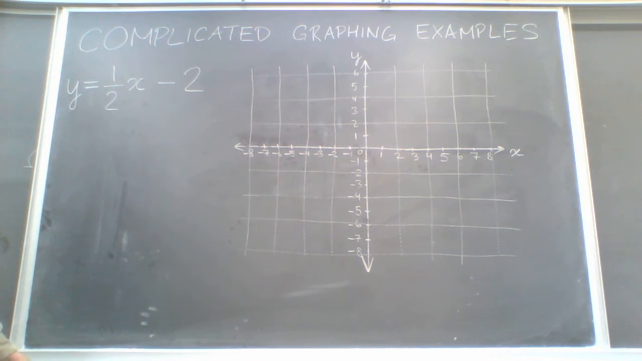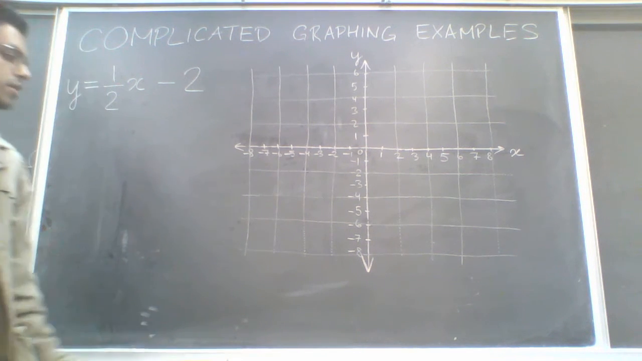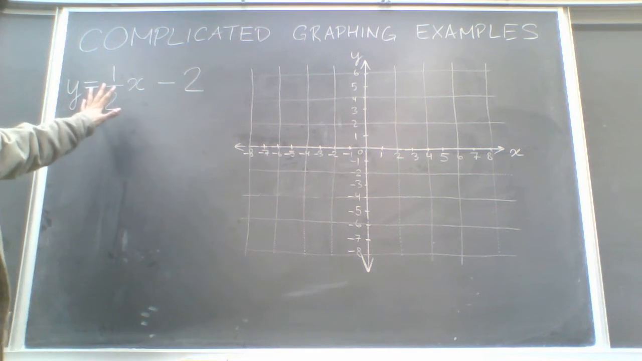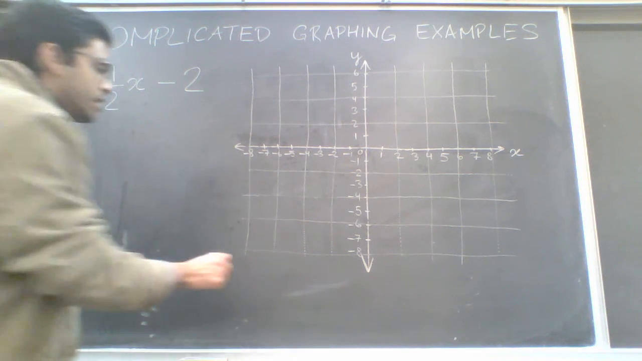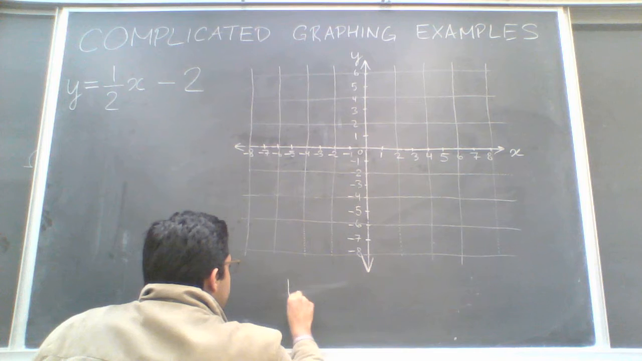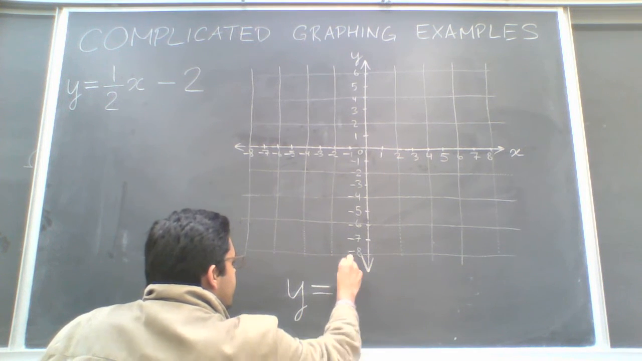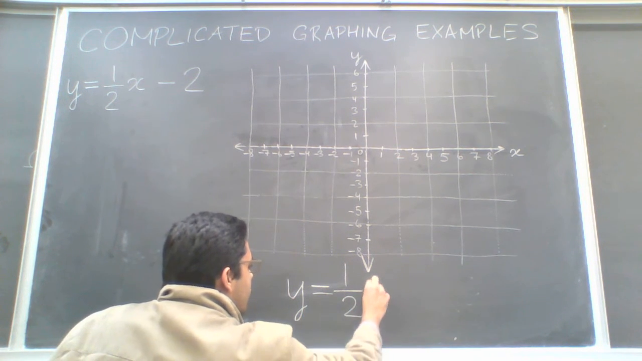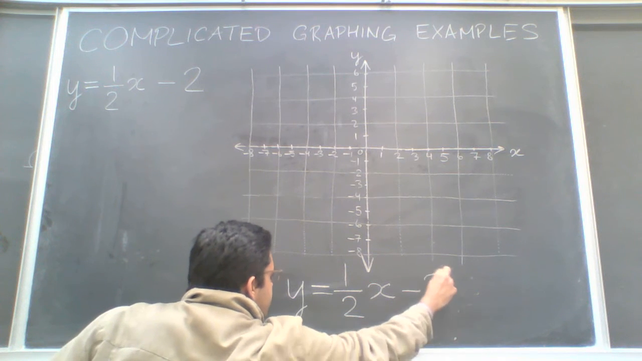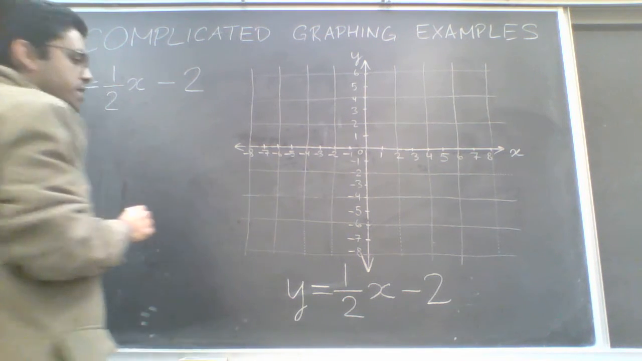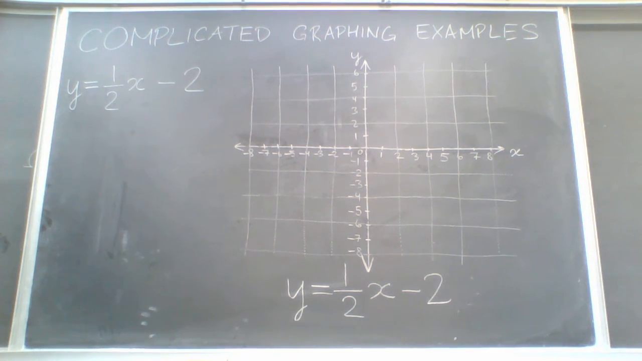Alright, so this equation is a little bit unusual. In case you can't see it up there, there's I think a little bit of glare from the light. I'm going to put it down here as well, in case it's easier to see down here. So we've got y equals 1/2 x minus 2. That's what we're trying to graph in this particular question. So we're going to try and do this with the shortcut.